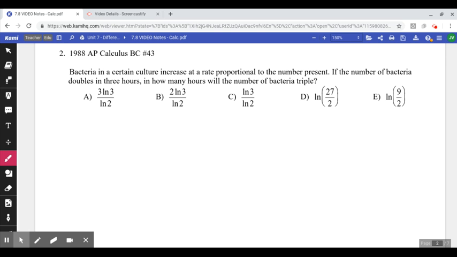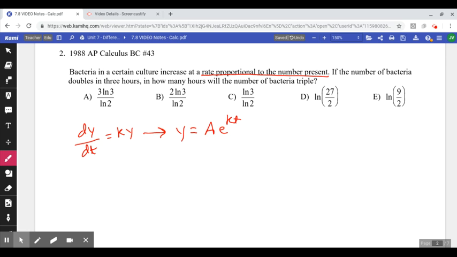So here, a bacteria in a certain culture increases at a rate proportional to the number present, so the number of bacteria. Now, that's important when you read this problem. So we've got a rate of increase that's proportional to the actual number that are there. So here we know that dy/dt is going to be equal to k times y. Now, that also means if we solve this differential equation, it's going to look like this, where y is equal to a, some constant, that's the beginning amount, times e to the kt power, where k is that constant that was in the differential equation.